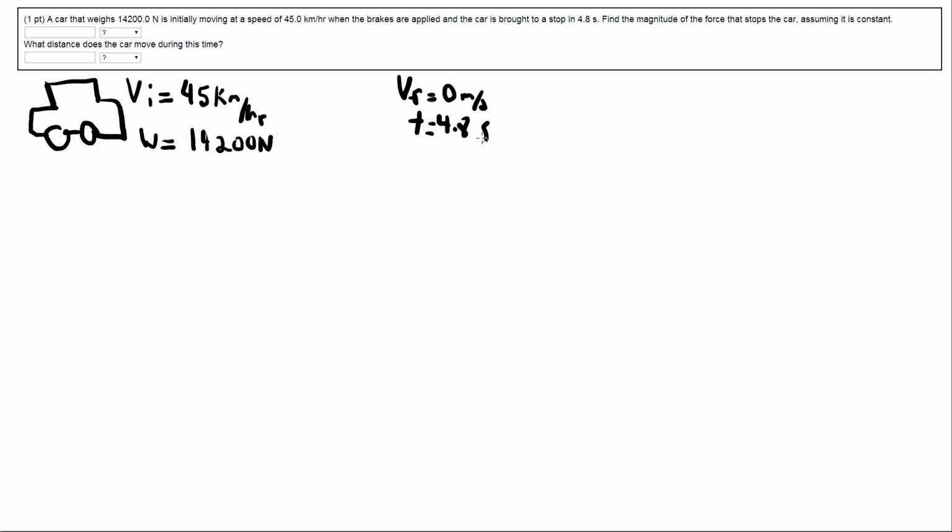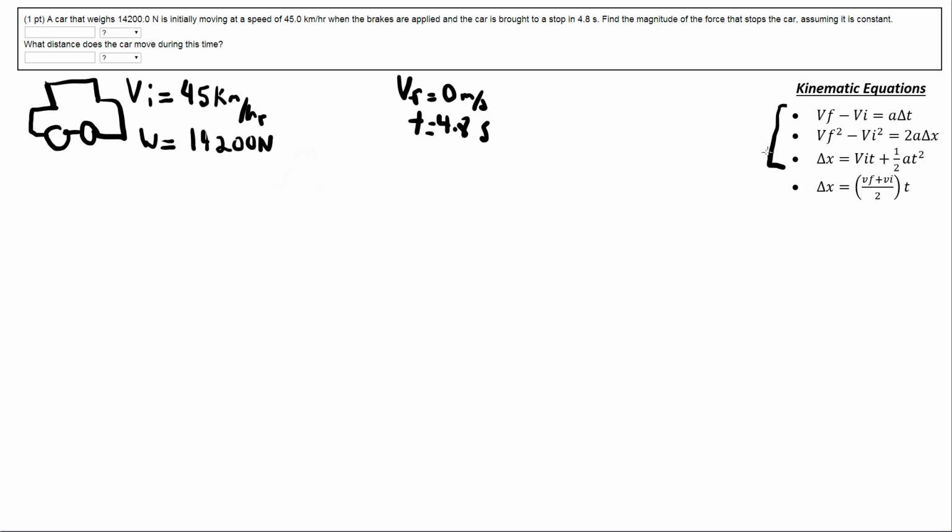So where do we start at this point? Well, first of all, let's take a look at our kinematic equations, which we've seen in class. The first one, VF minus VI is equal to A delta T. Second one, VF squared minus VI squared is equal to 2A delta X. And the third one, the fourth one. The first three usually help you out the most. Anyways, back to the problem.